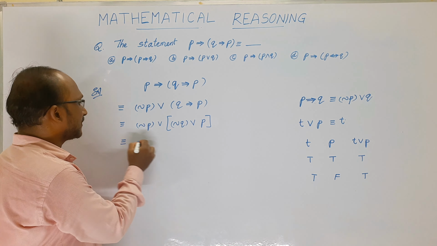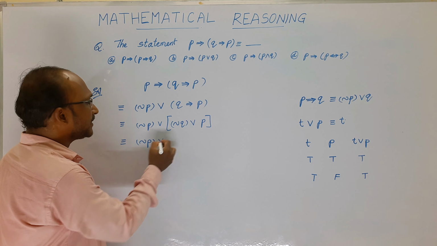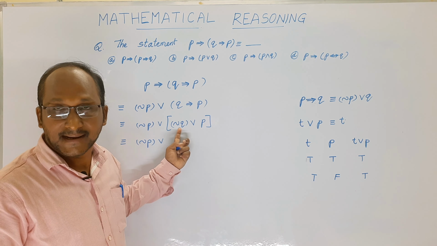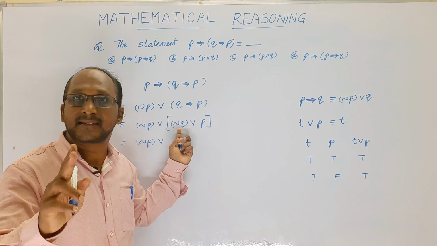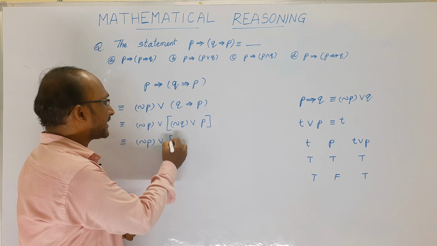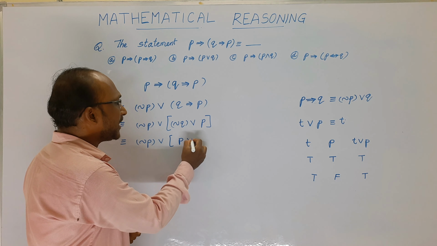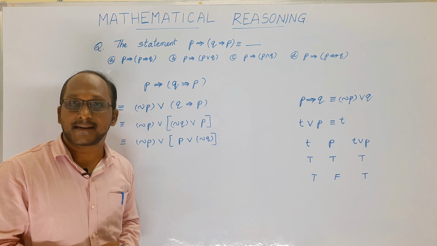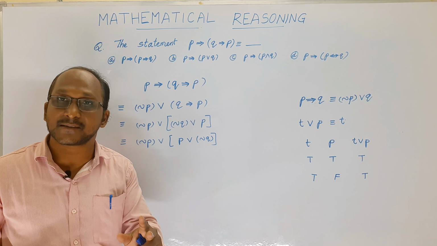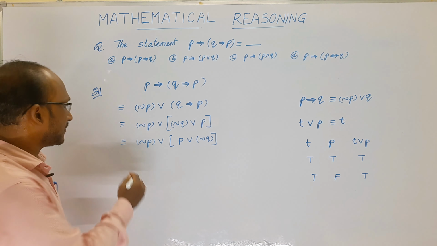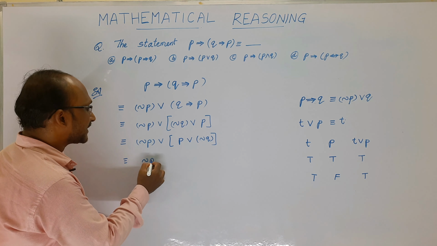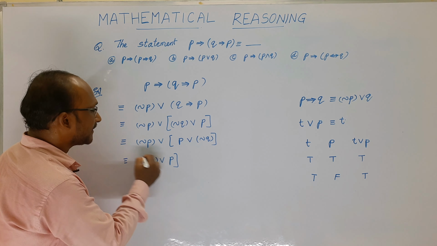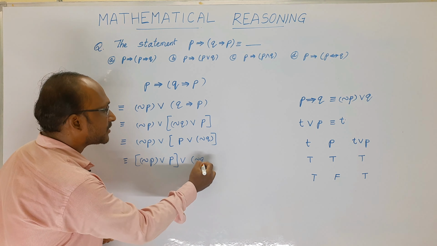Now negation P or, this is the disjunction of two statements, but we know that disjunction of two statements is commutative. So we can write this statement as P or negation Q. And also we know that disjunction of the statements is associative. So we can write this statement as negation P or P or negation Q.